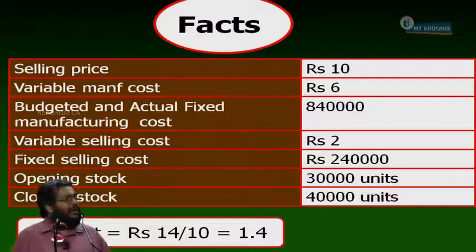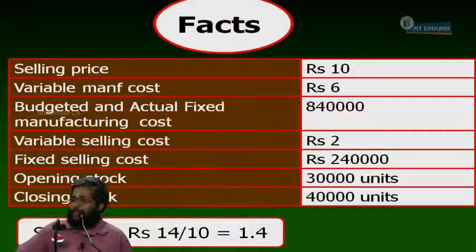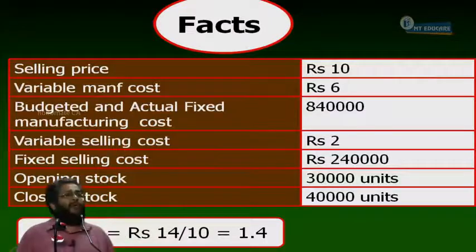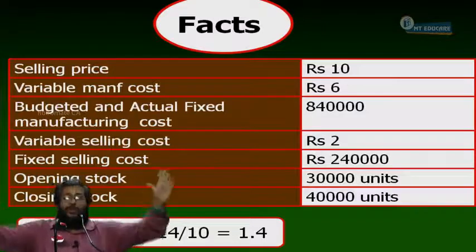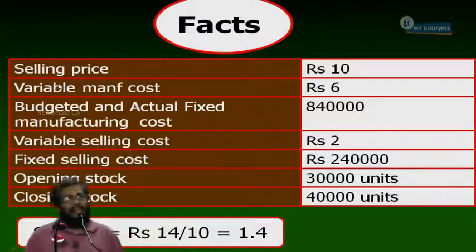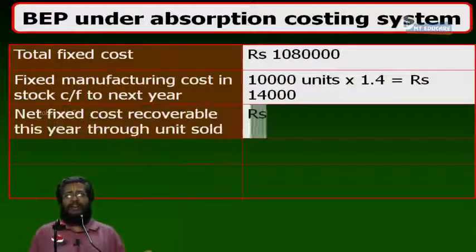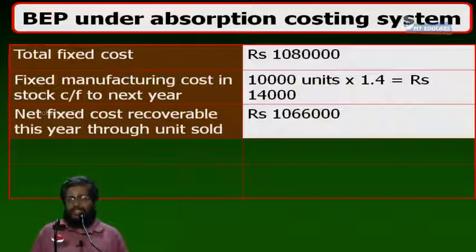This year I don't want to recover 10 lakh 80,000 rupees of fixed cost in my P&L account. I should recover only how much? 10 lakh 66,000 rupees. The reason is obvious: for an absorption costing profit of zero, I need not recover the entire fixed cost. I only have to recover the fixed cost of goods sold. Everybody, are you following? In such a situation we saw how to calculate the break-even point. So the fixed cost to be recovered is 10 lakh 66,000.